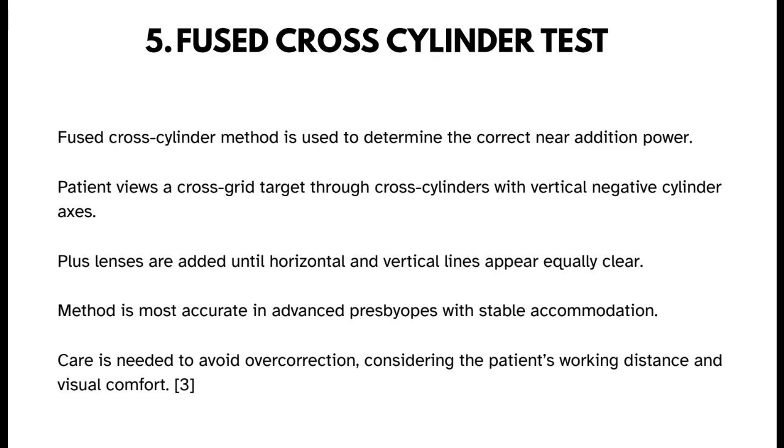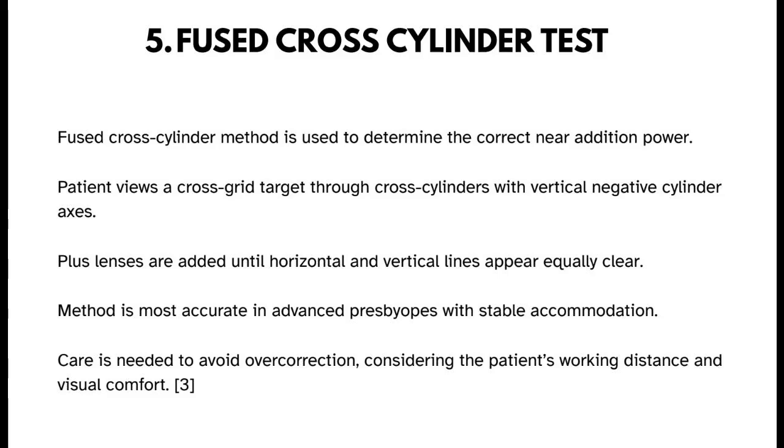If the vertical lines are darker, it needs more plus, so you add plus 0.5. If vertical lines are still darker, add plus 0.75. If the vertical and horizontal lines are both equally dark, add plus 1. And if it gives horizontal lines more darker, then we should consider the power which gives equal darkness in both the lines, horizontal and vertical.